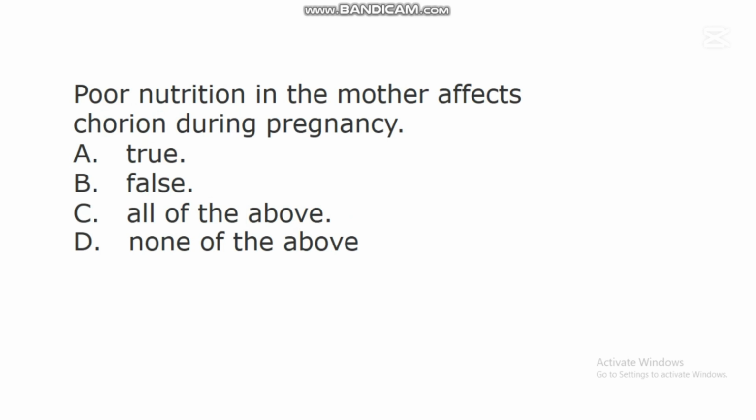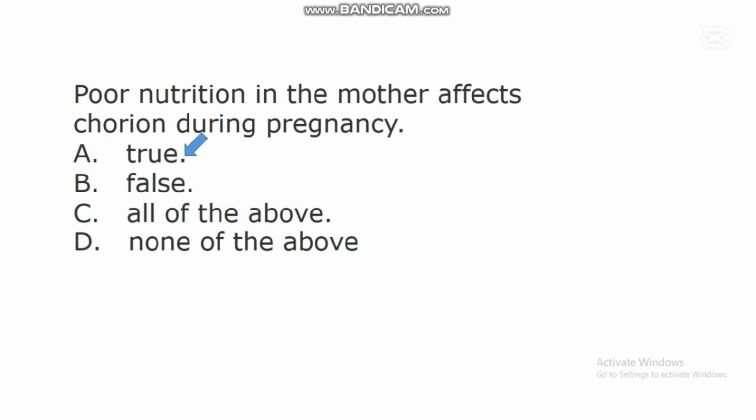The next question says, poor nutrition in the mother affects chorion during pregnancy. A. True. B. False. C. All of the above. D. None of the above. In this question, the correct answer is A.